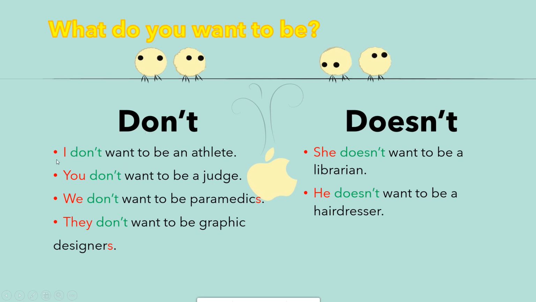Let's read. With don't, I don't want to be an athlete. You don't want to be a judge. We don't want to be paramedics. Again, no a or an because it's a lot of people. They don't want to be graphic designers. Now, with doesn't, we use she and he. She doesn't want to be a librarian. He doesn't want to be a hairdresser.